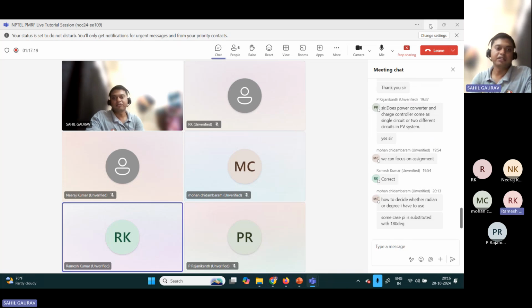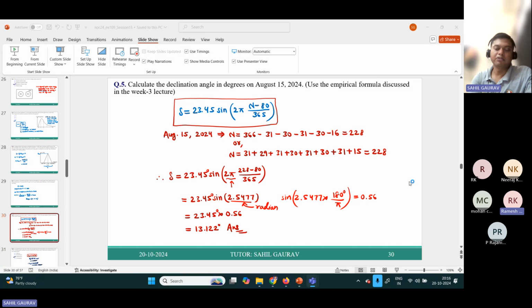Chidambaram, I think I've already told you, you have to just see in the expression whether we have to take radian or degree. And sometimes, if you take it in degree, then its value will come very small. So this delta will also become very small.